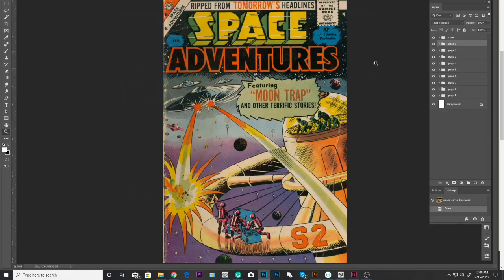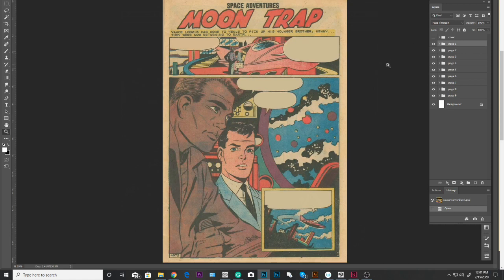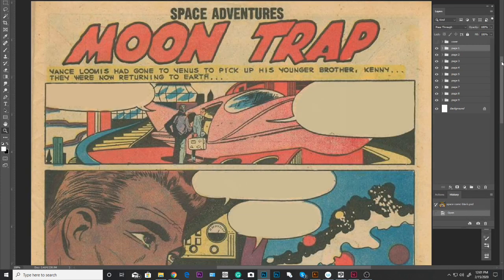I downloaded this book. It's Space Adventures, and I'm not sure who the publisher is, but it says, ripped from tomorrow's headlines, featuring Moontrap and other terrific stories. So I'm going to take this Moontrap story. That's the cover there. This is the first page. Now you can see how I blanked out all the word balloons. So, Space Adventures, Moontrap. I did not strip out the caption boxes, because I want to get a little idea of what I'm dealing with, because I don't know who these characters are or anything. So I'm just going to read this right here.